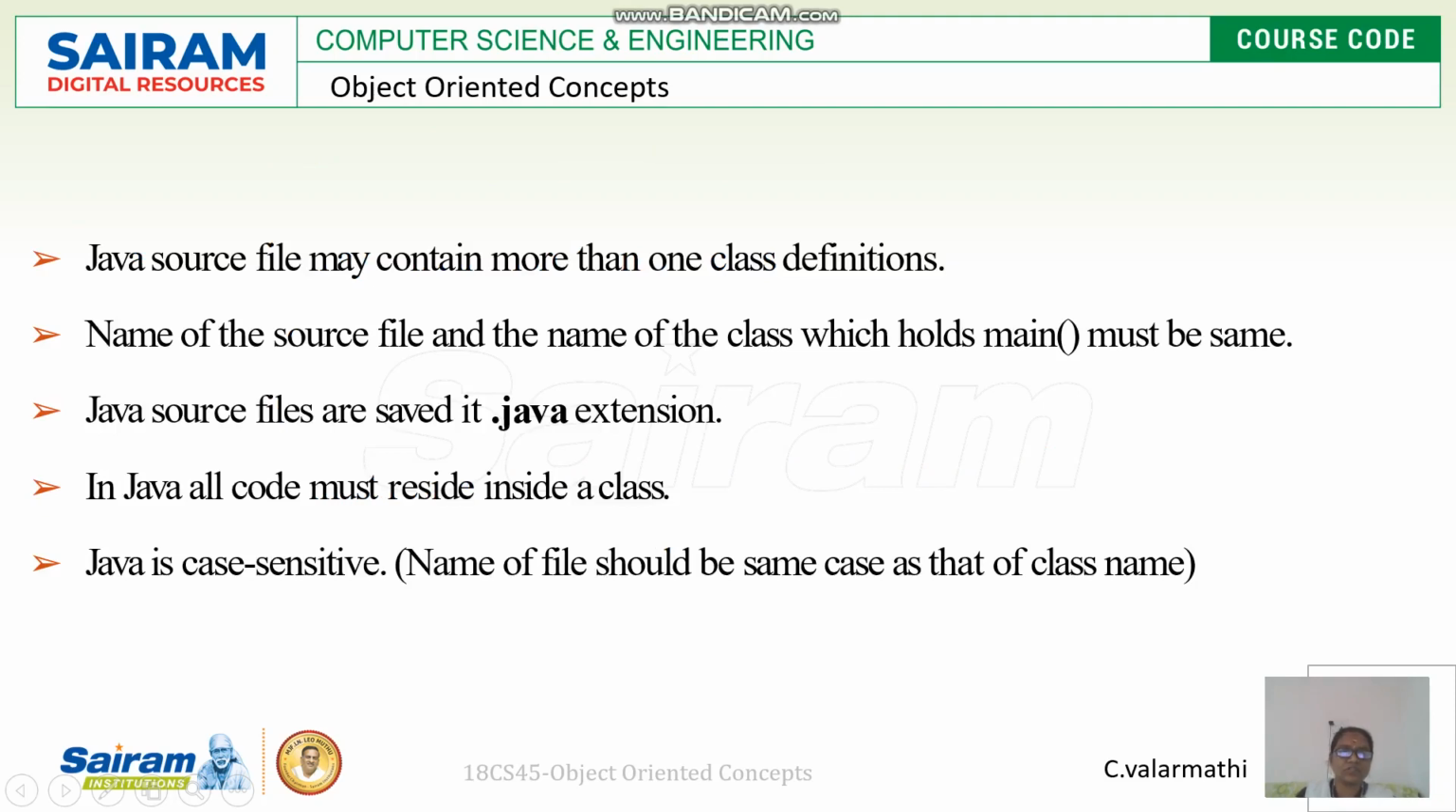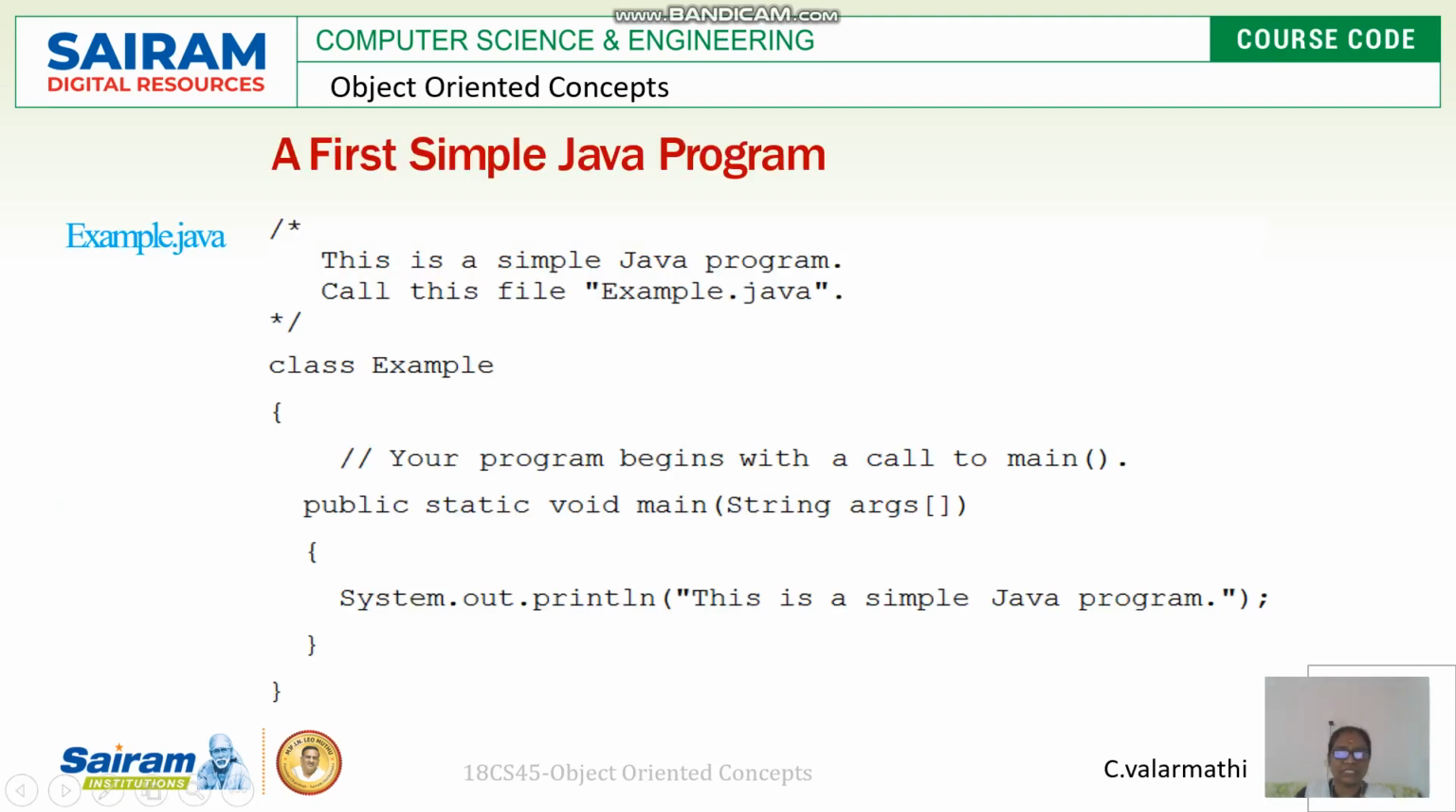A Java source file may contain more than one class definition. That is also a valid way of writing a Java program. In a Java program, we can have more than one class definition. But how to save the Java file: the file with the class that has main, with that class name only we have to save that file, right? I repeat once again, the class which has the main method, that class name should be the file name.